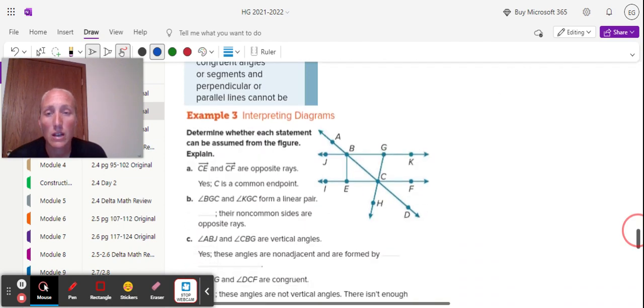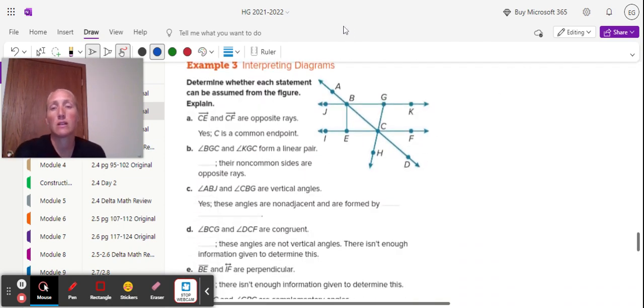Okay, so the last kind of big idea I want to do here is example 3, which is interpreting diagrams. Again, if you have a hardcover textbook, this will be filled out for you, but I'm going to go through it as if it's not. Okay, so determine whether each statement can be assumed from the figure. So huge figure here, lots going on. Okay, we read the statement.